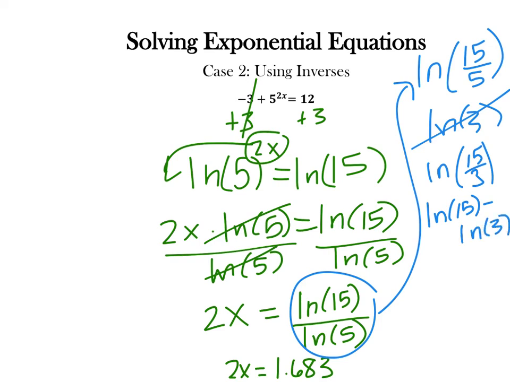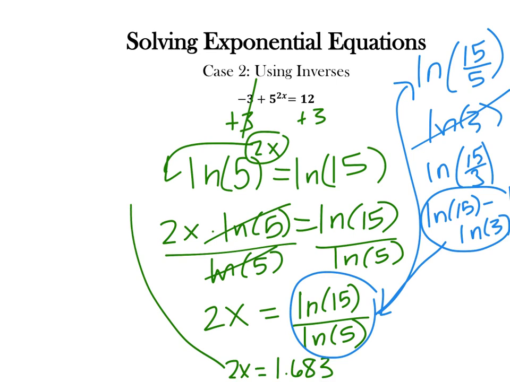This is the quotient rule. Notice how we're subtracting them, and here we're dividing them. We're not subtracting them. So you cannot say that the natural log of 15 and 5 just cancel out to give you 3. You cannot do that. You have to put them separately on the calculator and get this decimal, 1.683. Once you have that decimal, then divide both sides by 2.